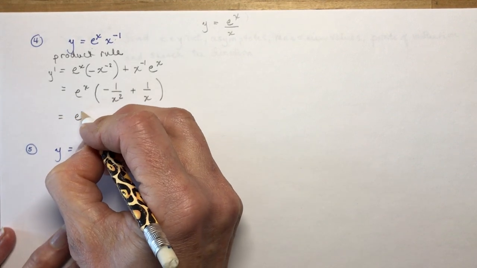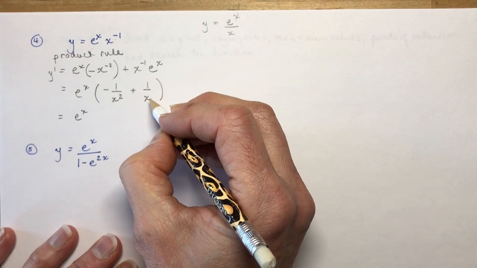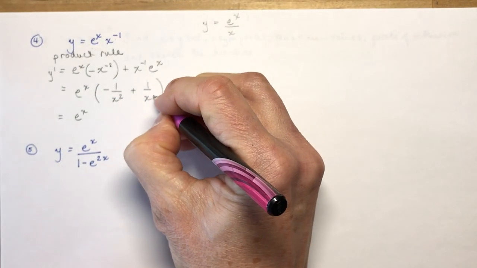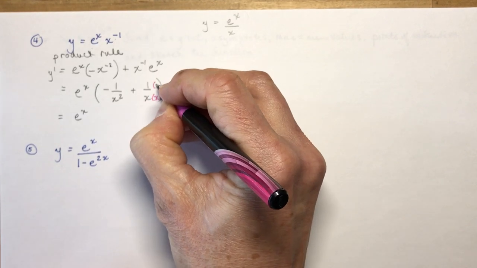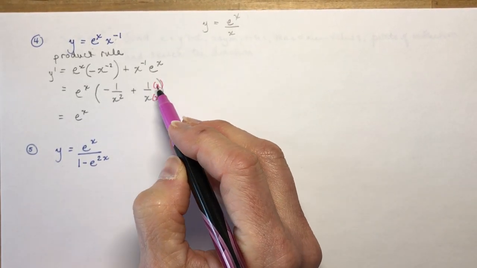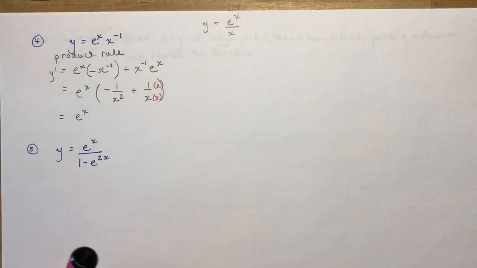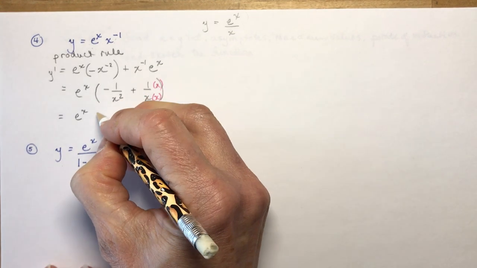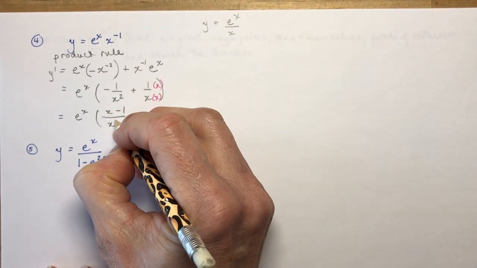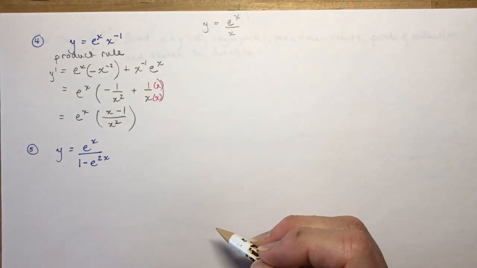Okay, so I have e to the x. And to make a common denominator here, I would have to make this times x. I put it in a little pink here. So I do x times x. So that's going to give me minus 1 plus x, and both are over x squared. Or even better yet, I'm going to write it as x minus 1 over x squared. So I just changed the order here, kept the same denominator.